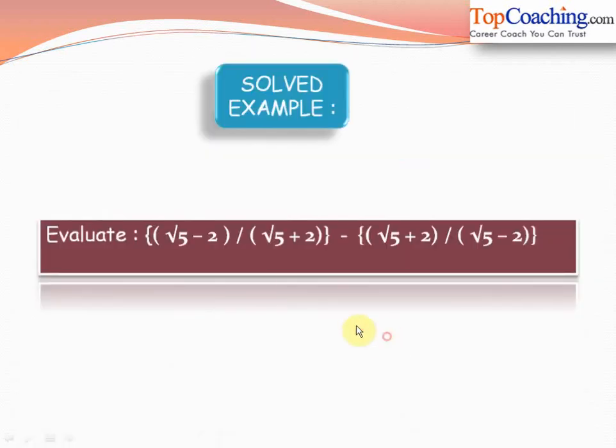So let's try to see one more example. Evaluate the value of root 5 minus 2 divided by root 5 plus 2, minus root 5 plus 2 divided by root 5 minus 2. So in this problem we have to evaluate the value of root 5 minus 2 divided by root 5 plus 2, this is one expression, minus root 5 plus 2 divided by root 5 minus 2, this is also an expression. We have to find the value of this combined expression.